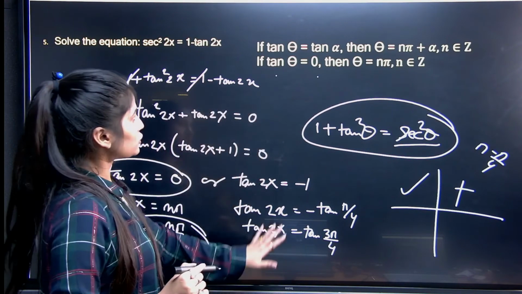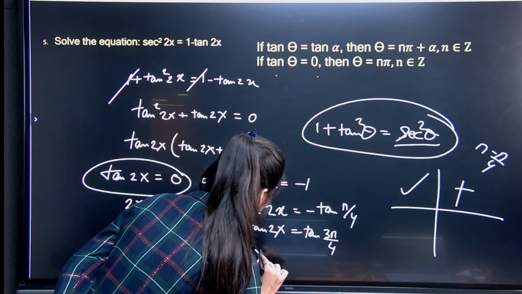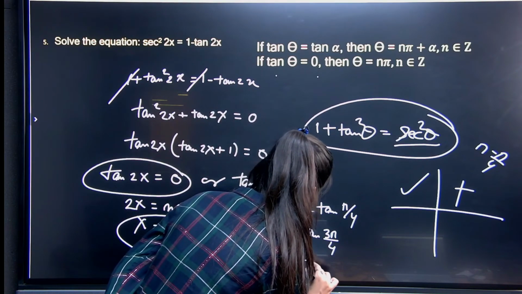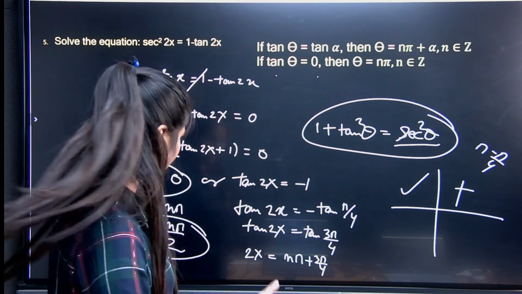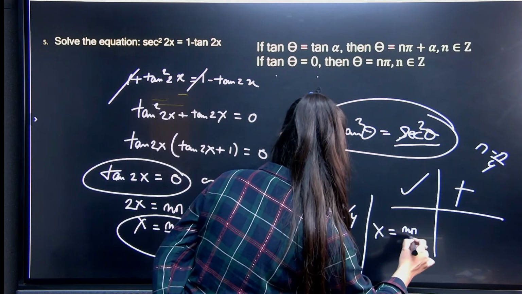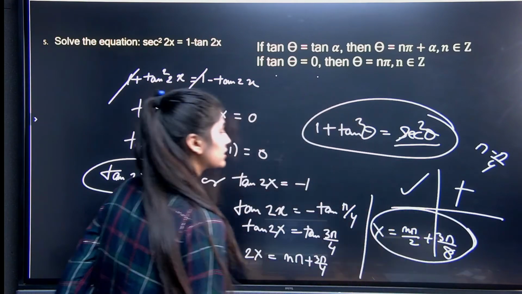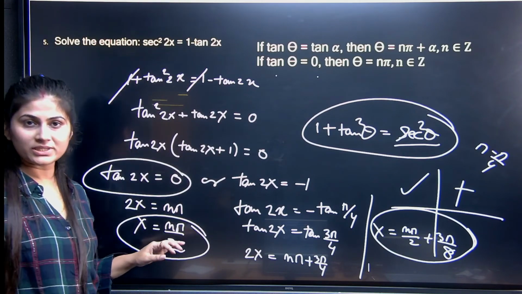Now this is of the form tan theta is equal to tan alpha. So theta is equal to n pi plus alpha, 3 pi by 4. In the next step, what we can do? We can do x is equal to n pi by 2 plus 3 pi by 8. So this is the second general solution of the given question. Hope it is clear.